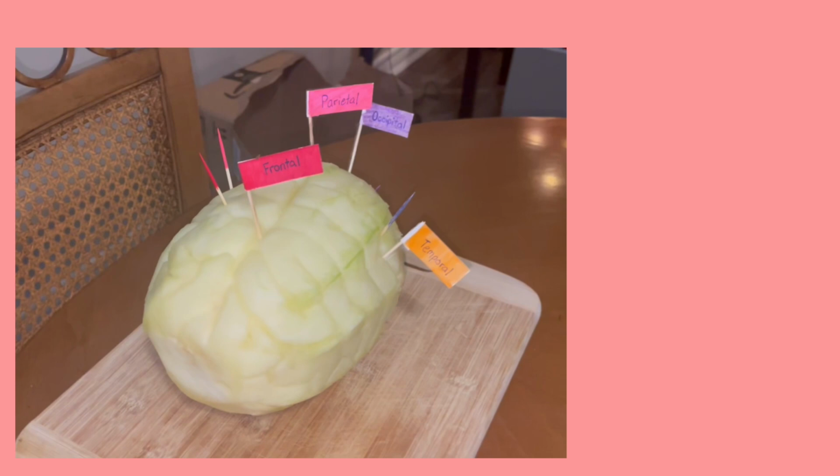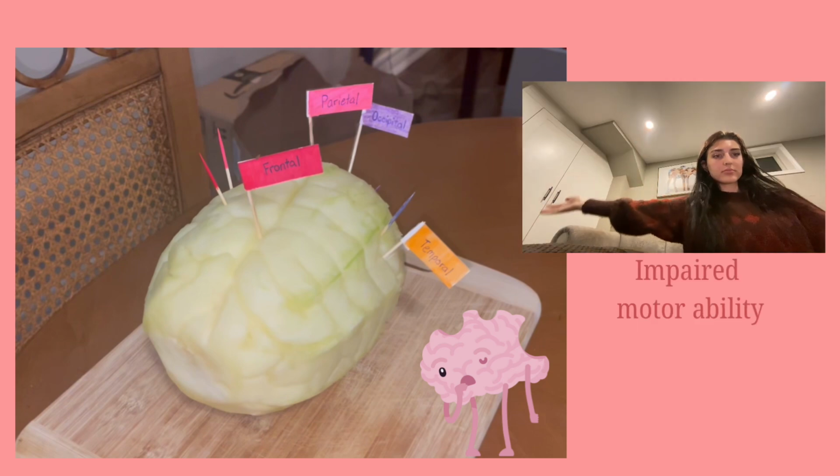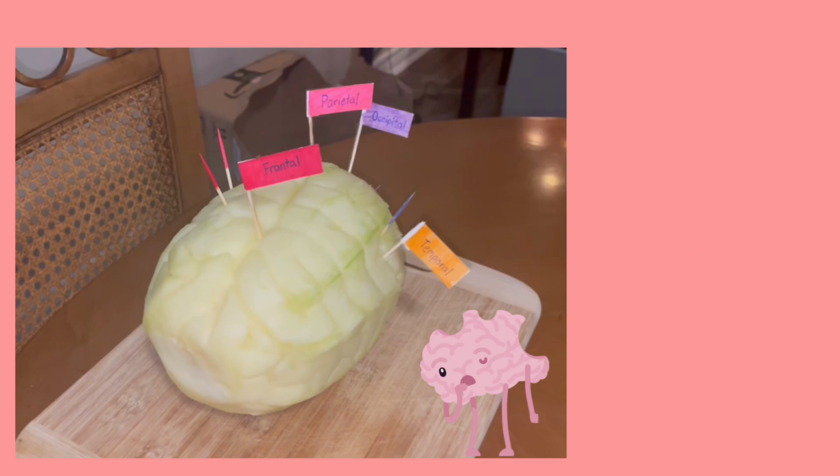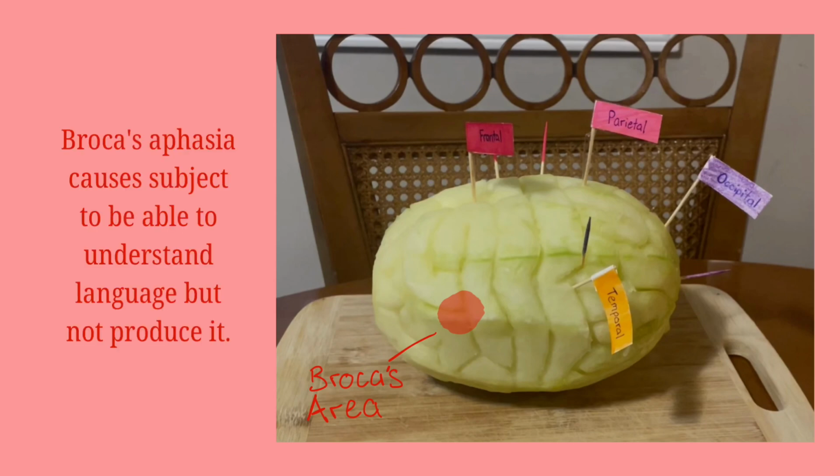Damage includes cognitive difficulties with planning, reasoning, and attention, as well as motor problems and emotional instability. Damage to a specific place called Broca's area will cause Broca's aphasia, in which the subject understands speech but cannot produce it. The temporal lobe contains the primary auditory cortex, which allows us to process auditory information.